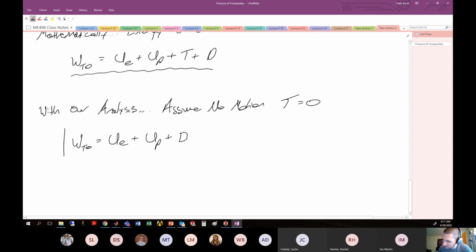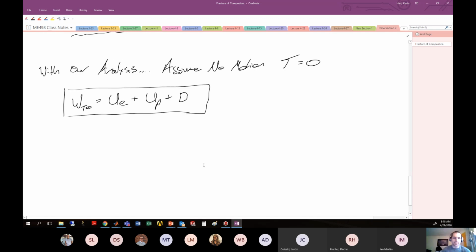All right, so this is kind of where we're going to start with our analysis. This idea of whatever work we provide has to be balanced by the elastic energy that we provide, the plastic energy that's inside the sample, and the energy from fracture that we create. All right, so that's the general basic idea. Now let's look at what happens when there is no fracture, just to make sure that we're on the same page.